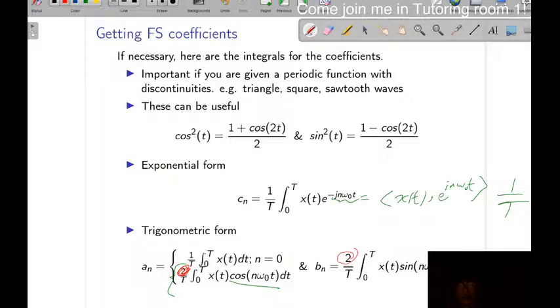And then we get a very similar integral with sine instead for b n, the coefficients for the sum of sines.